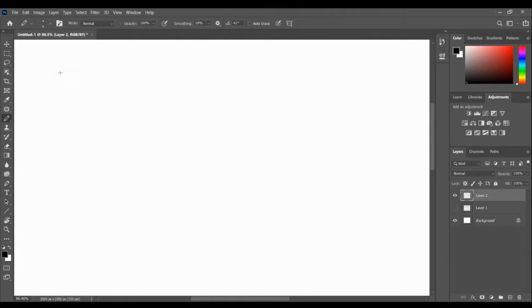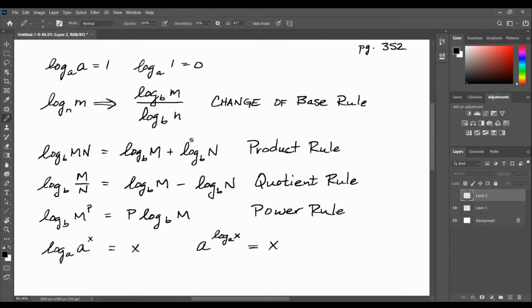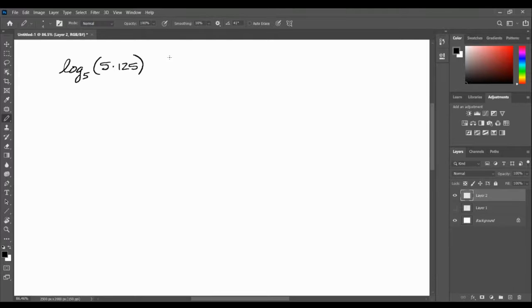If I have log base 5 of 5 times 125, I've got a couple of ways that I can look at this. But if I use the product rule, as a reminder, the product rule states that if I've got the log of a product, I can split that into the sum of the log of the first term plus the log of the second term. So let's do that. We don't necessarily have to, but it might make this easier. I probably don't even need a calculator if I split this.